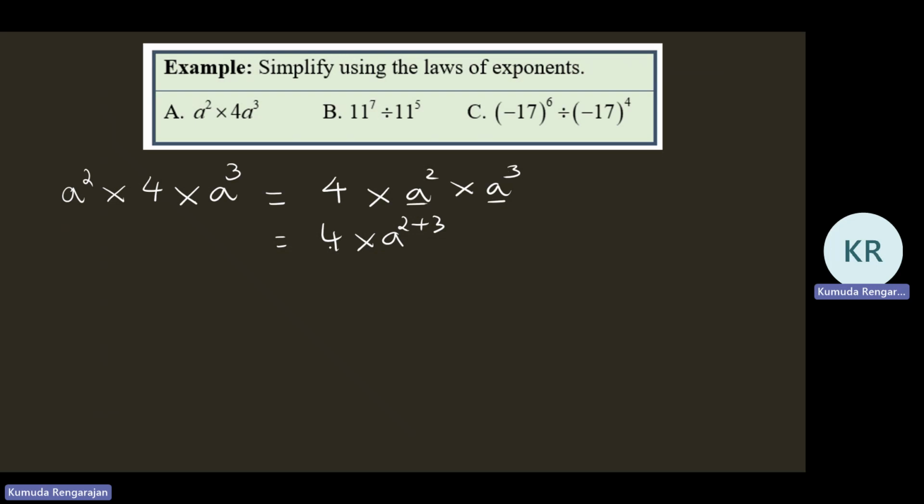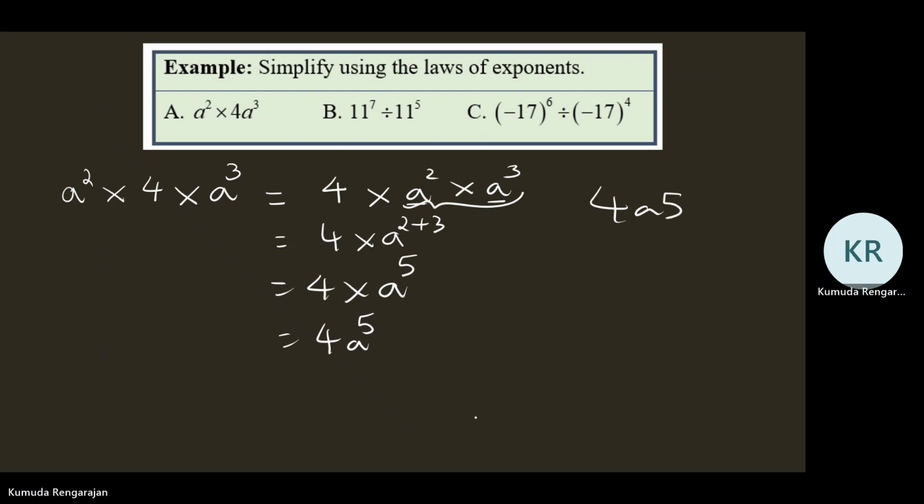So 4 stays as it is, and for these two, the answer is a raised to the power 2 plus 3. So that is equal to 4 into a to the power 5. You can also write it as 4a to the power 5. If you write it like 4a the whole raised to the power 5, that's wrong. It's not the whole thing raised to the power 5. Only a is raised to the power 5.